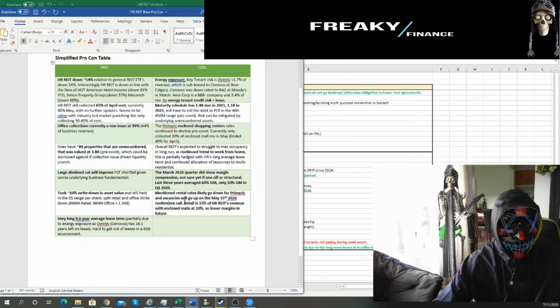Retail is 33% of H&R REIT's revenue, with enclosed malls. So basically, with rental rates going down for malls, that means even when they stabilize, the rent collected by the landlord for the retail space will be lower. So margin will be lower for those malls.